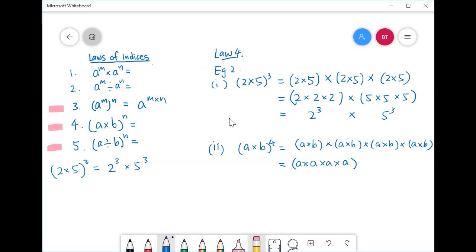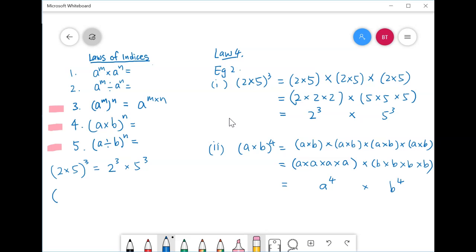Total of 4 of them. I have b times b times b times b. All the b's go together, and it summarizes into a to the power of 4 times b to the power of 4. Once again, let's observe that the power 4 appears to get distributed to a and to b.